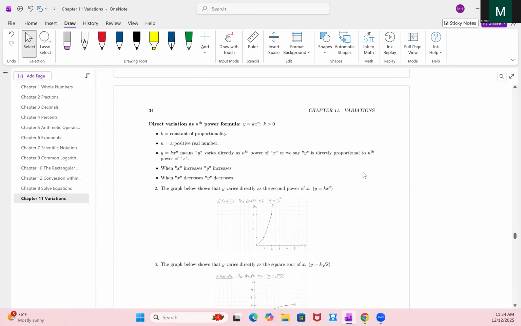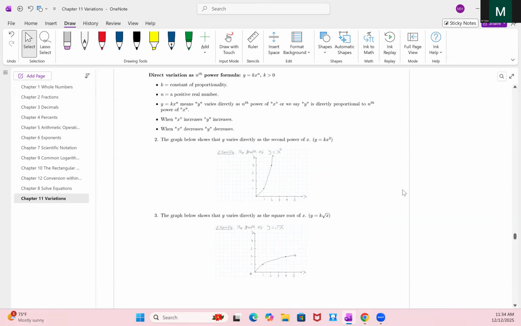Direct variation as nth power formula: y is equal to k times x to the nth power. k is the constant of proportionality. n is a positive real number. y is equal to k times x to the power of n means y varies directly as the nth power of x, or we say y is directly proportional to the nth power of x. In this case, when x increases, y increases. When x decreases, y decreases.